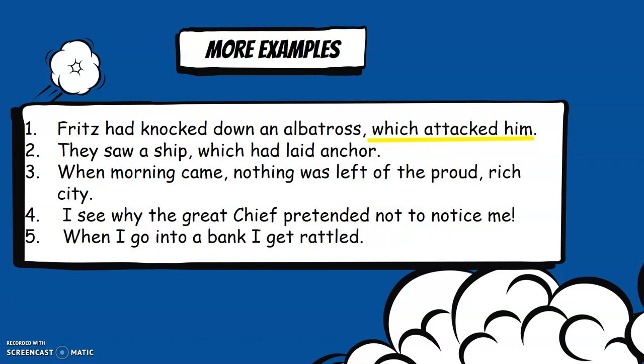Next, they saw a ship which had lain anchored. So they saw a ship is a main clause, because it doesn't depend on anything or any other words. Which had lain anchored is incomplete.